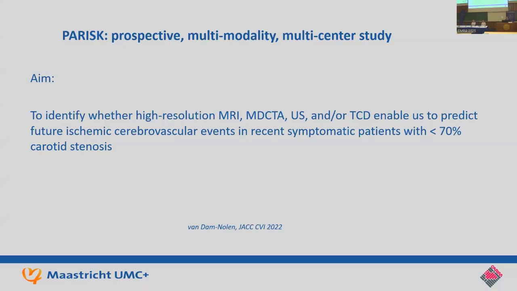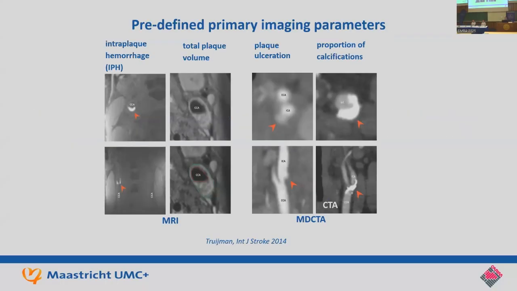And we did this in a population of symptomatic patients with less than 70% carotid stenosis and a plaque of at least 2 millimeters in the ipsilateral carotid artery. Before we started our study, we defined 4 primary imaging parameters, which were intraplaque hemorrhage and total plaque volume on an MRI, and the presence of an ulceration and the proportion of calcifications on CTA.